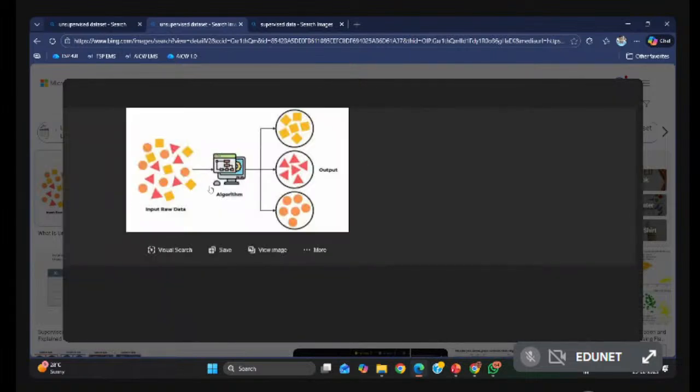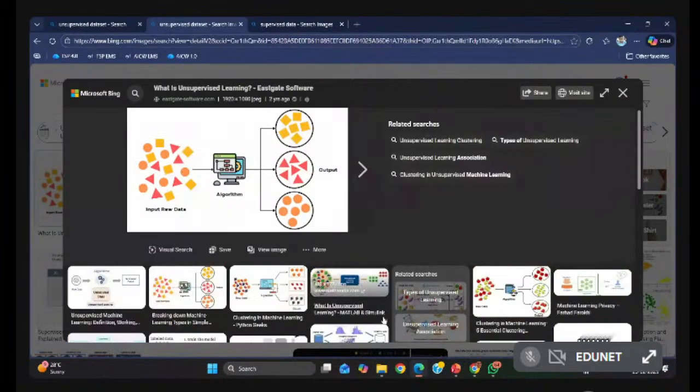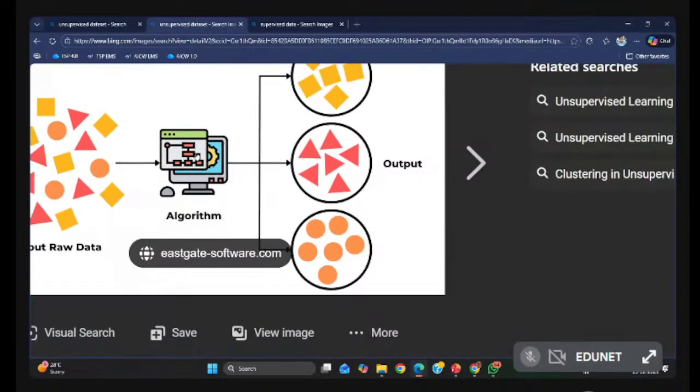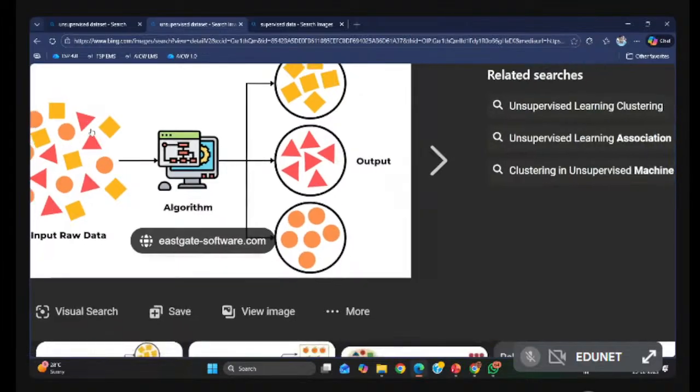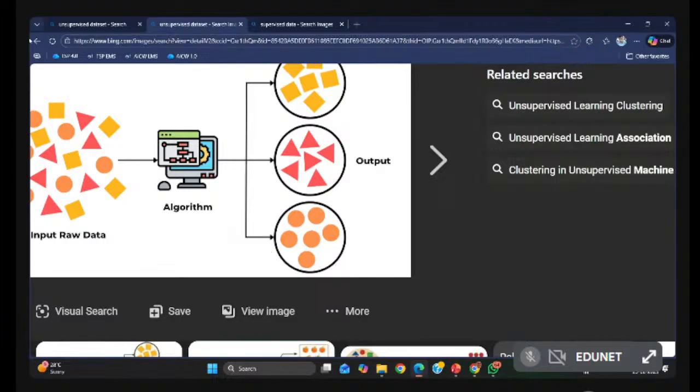Got it? Now see. What happened in this image? I hope everyone is getting this image. Is everyone's screen visible? See. In this image, we don't have any label, but we know this is a triangle, circle, and square. But is the machine able to understand this? No.